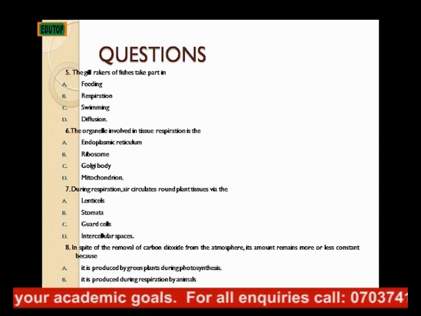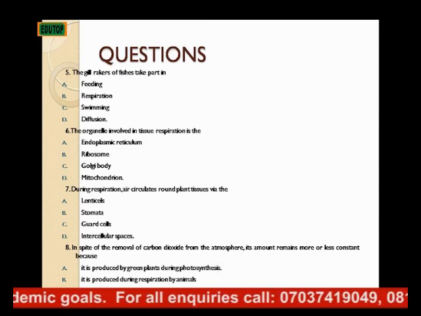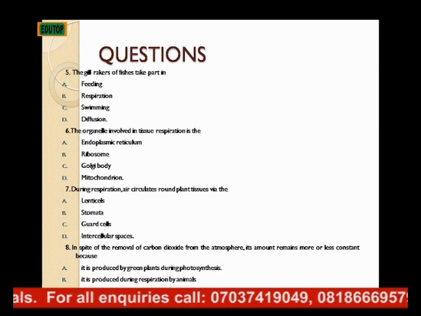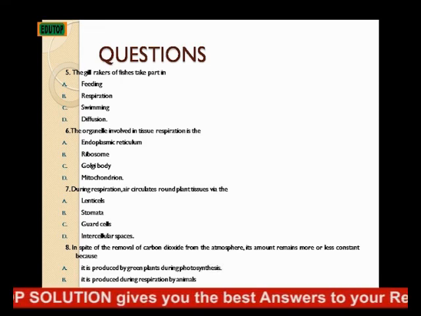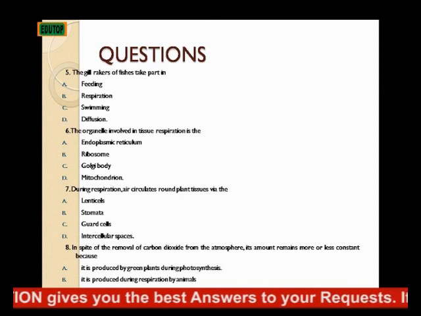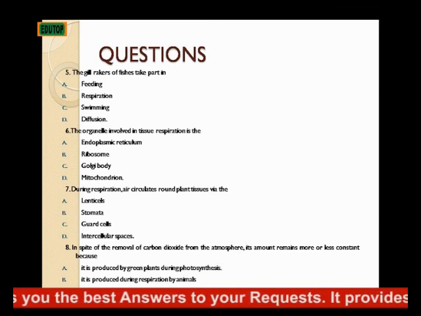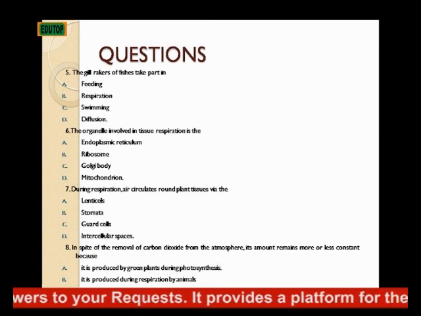In spite of the removal of carbon dioxide from the atmosphere, its amount remains more or less constant because A, it is produced by green plants during photosynthesis. B, it is produced during respiration by animals. C, it is absorbed in ocean water. Then D, green plants release it during the day.